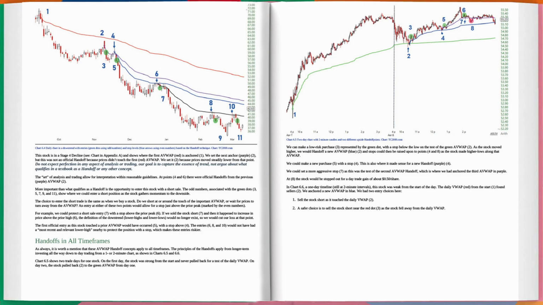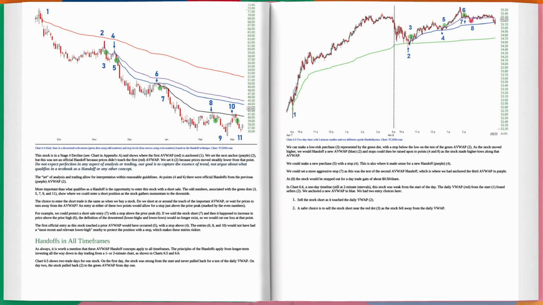We set it 2 because prices moved steadily lower from that point. Do not expect perfection in any aspect of analysis or trading. Our goal is to capture the essence of trend, not argue about what qualifies in a textbook as a handoff or any other concept. The art of analysis and trading allows for interpretation within reasonable guidelines.